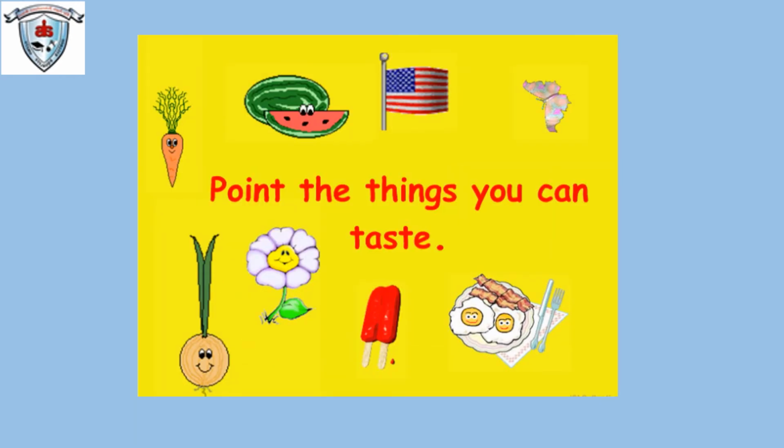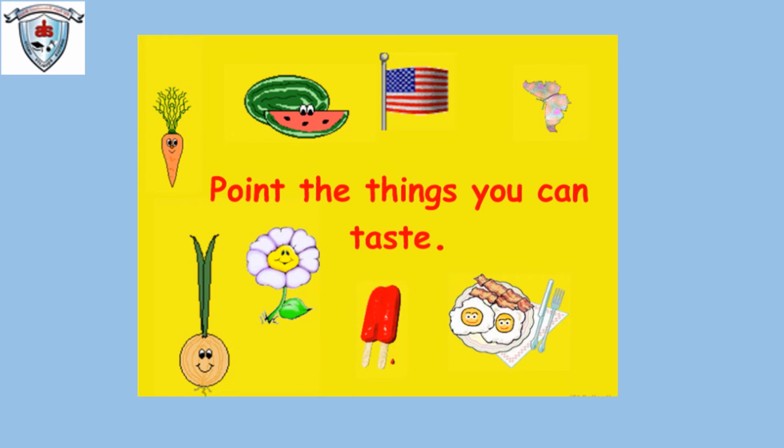Now, look at these things. We have around 8 things here in this picture. Can you point to the things you can taste? Look at this picture. Can we name the first one? Yes, there is a cone-shaped carrot, and there is a watermelon, flag, butterfly, then there is onion, and there is flower, and there is ice candy, and there is our lunch, right? Like lunch, or maybe you can say breakfast with eggs and something.